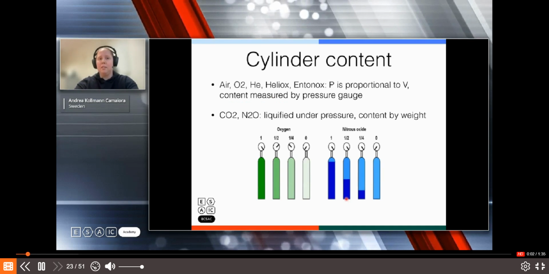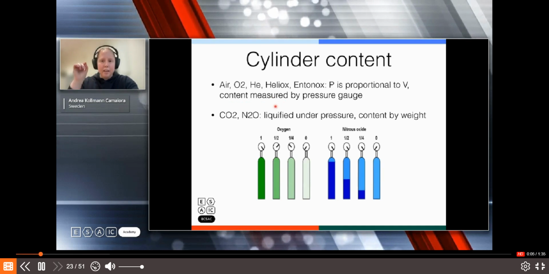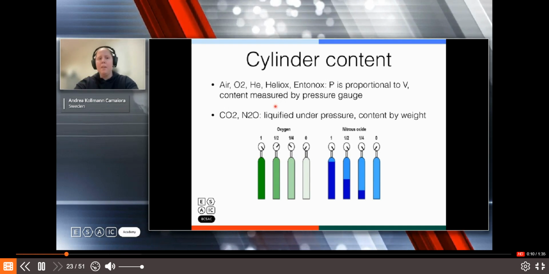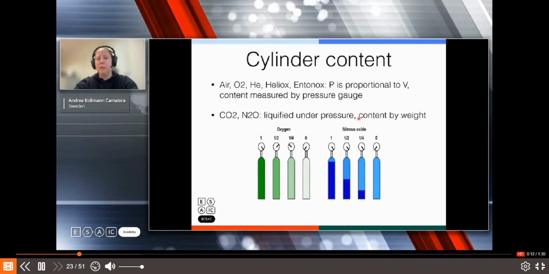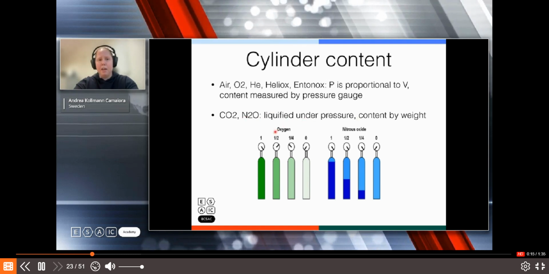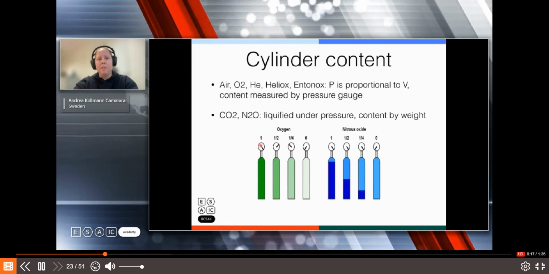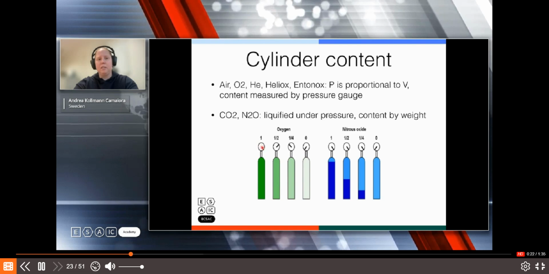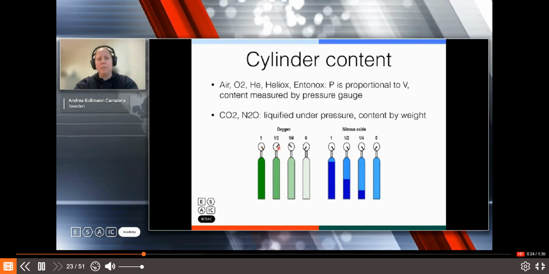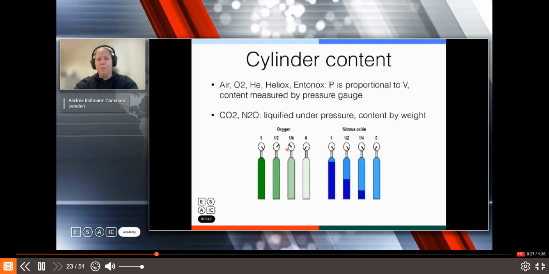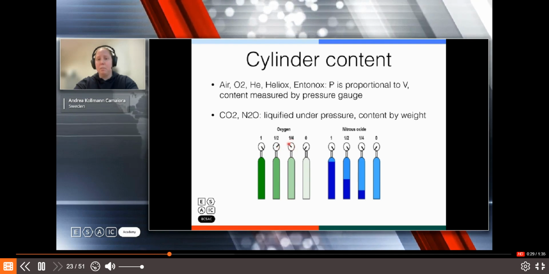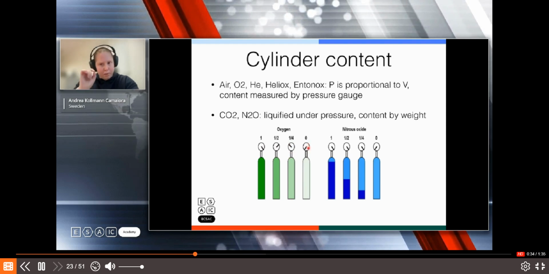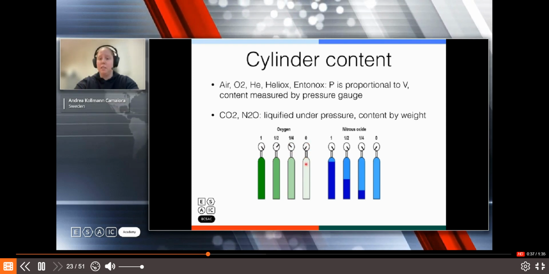Then it's also good to know the cylinder content. In the anesthetic equipment class, we talk about N2O and CO2, that they are liquefied under pressure. So, for example, I have my oxygen cylinders. If they are filled to 100%, well, you have the gauge that marks that they are filled. If you remove a bit, the gauge marks what they have left. If you remove a bit more, the gauge marks that you have even less. And then when there is nothing left, except of course the atmospheric pressure, it marks 0.